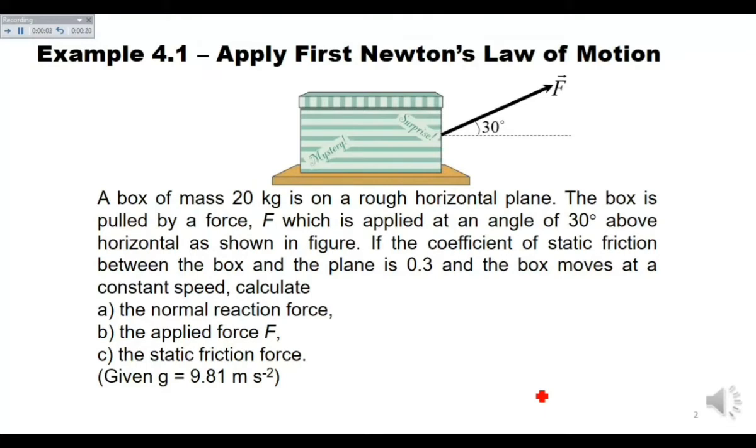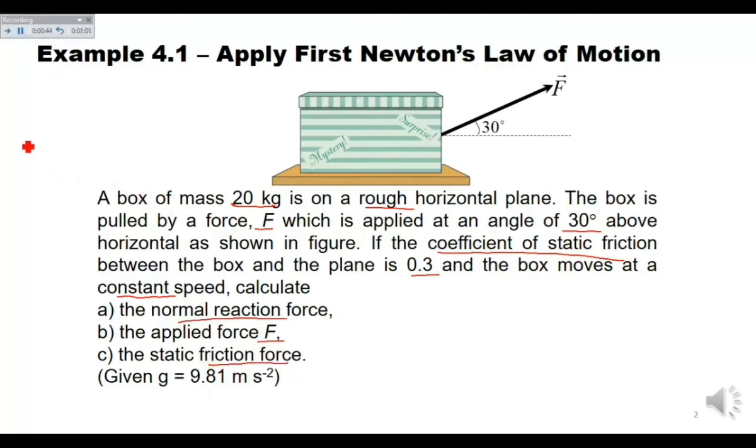Example 4.1. Apply first Newton's law of motion. A box of mass 20 kg is on a rough horizontal plane. The box is pulled by a force F which is applied at an angle of 30 degrees above horizontal as shown in figure. If the coefficient of static friction between the box and the plane is 0.3 and the box moves at a constant speed, calculate A, the normal reaction force, B, the applied force F, and C, the static friction force, given g equals to 9.81 m s negative 2.